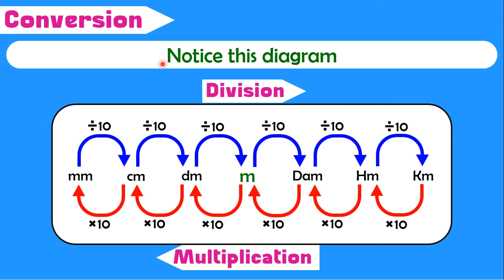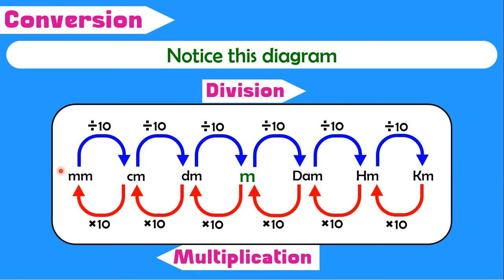Conversion: notice this diagram. Here we have millimeter, centimeter, decimeter, meter, decameter, hectometer, and kilometer. Notice that as we move to the right, we are moving from tiny units to larger units. As we move from millimeter to centimeter, we divide by 10. So if I have to convert from millimeter to centimeter, we divide by 10. From centimeter to decimeter, divide by 10.